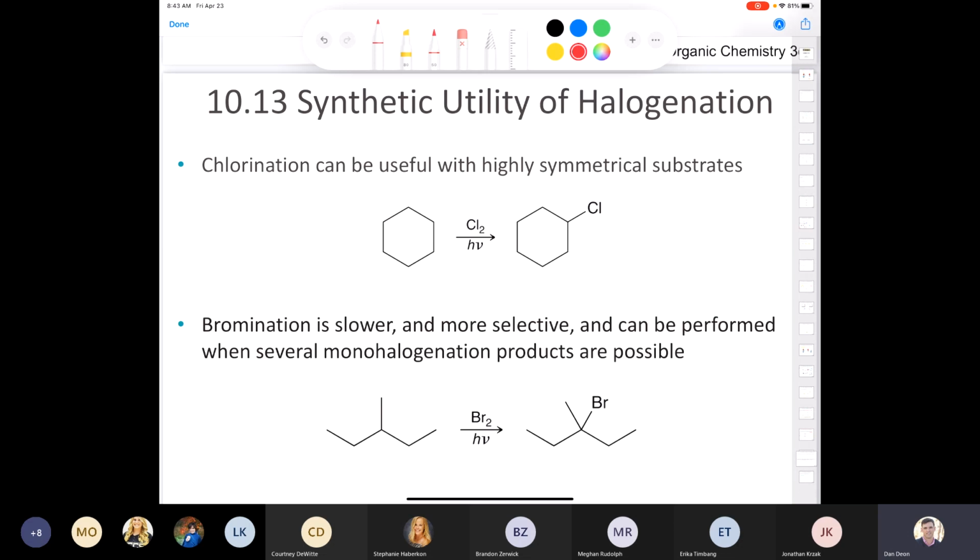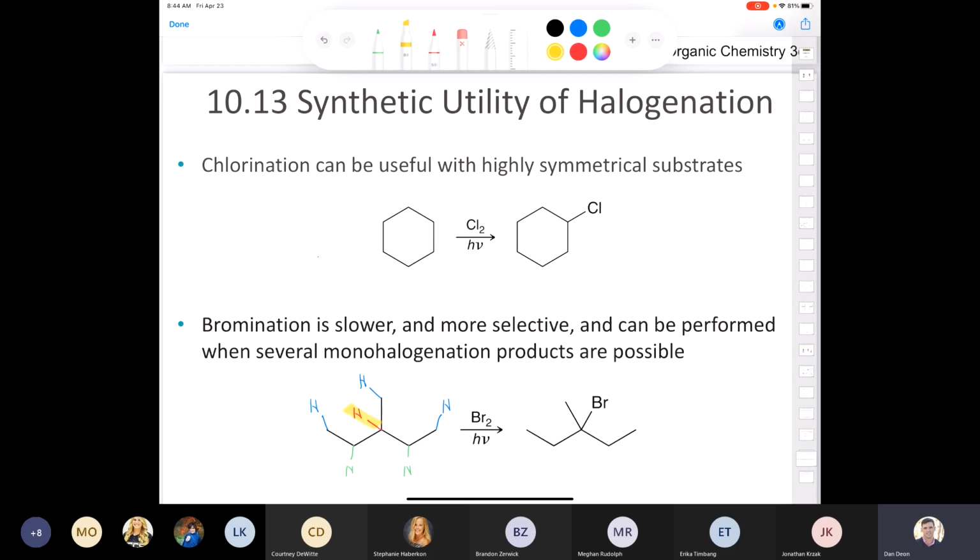Bromination is slower, but it's more selective. So here in this molecule below, not only do we have the tertiary carbon hydrogen, we also have primary carbon hydrogens, right? There's some here, there's 3 here, there's some there. We have the secondary carbon hydrogens, but you know that this is going to be the weakest bond. And so bromination is selective for the weakest carbon-hydrogen bonds. And so this is going to be really synthetically useful for us.